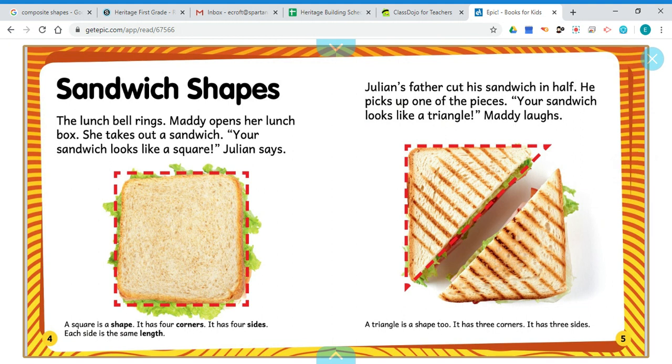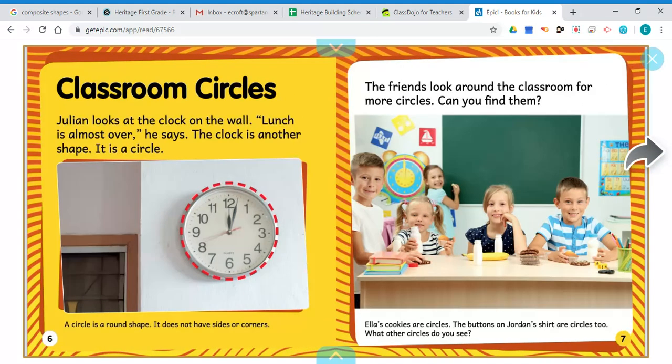Sandwich shapes. The lunch bell rings. Maddie opens her lunchbox. She takes out a sandwich. Your sandwich looks like a square, Julian says. Julian's father cut his sandwich in half. He picks up one of the pieces. Your sandwich looks like a triangle, Maddie laughs. So you can see that if you put those two triangle shapes together, you do get a square. That is an example of a composite shape.